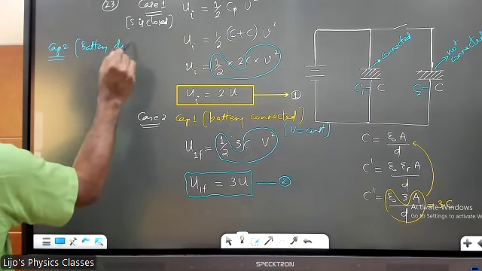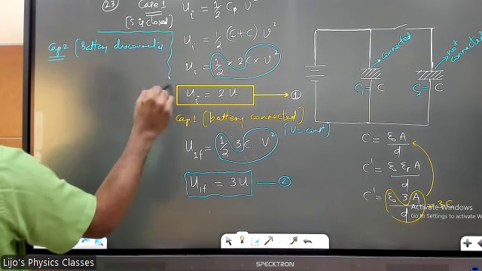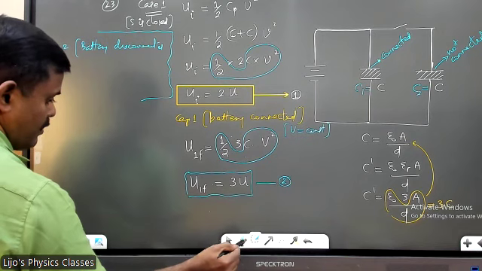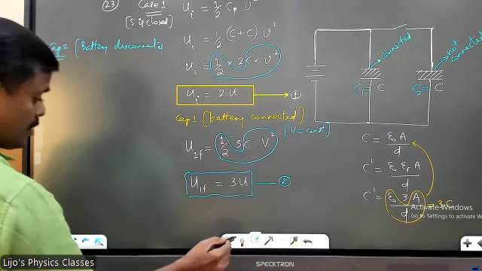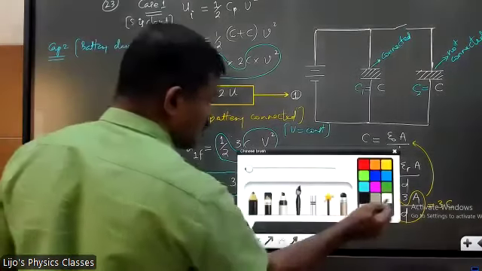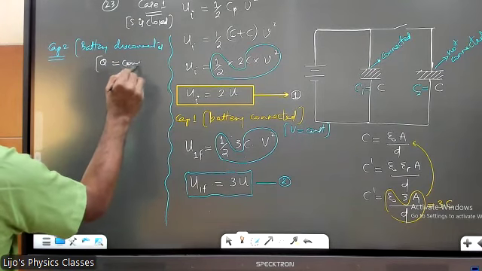Battery disconnected. Battery disconnected, okay? I don't have space, so I'll just leave it like this. Battery disconnected means what? Who will be constant? Charge will be constant.